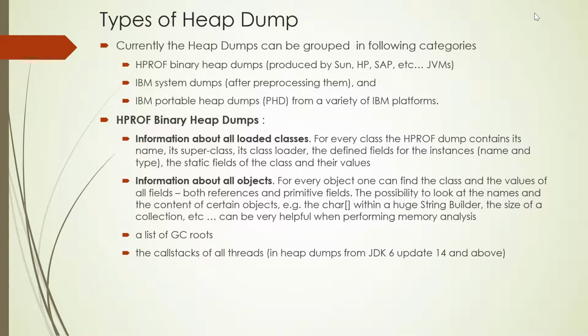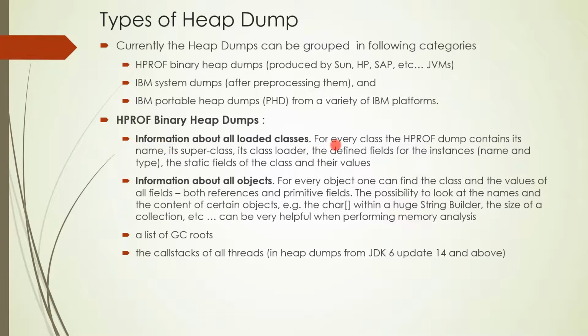Okay, so we will go line by line and see what the HPROF binary heap dump is, and what kind of information it contains. This is the most generalized heap dump. HPROF binary contains the following: for every class, the HPROF dump contains its name, superclass, its class loader, defined instance field names, and the static fields for the class and their values. So this kind of information about all the loaded classes in memory is there.